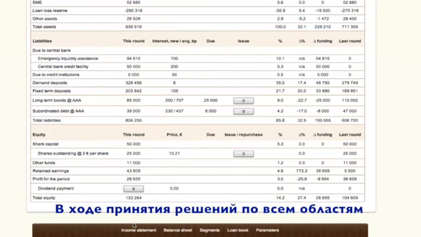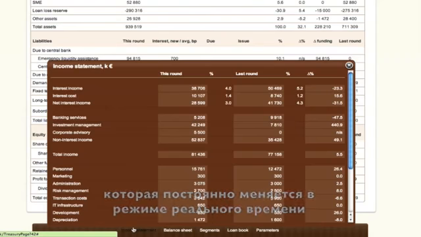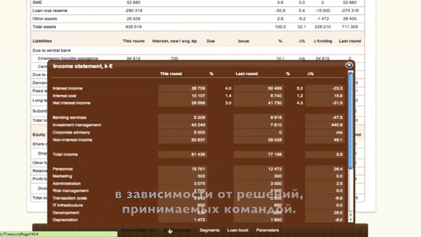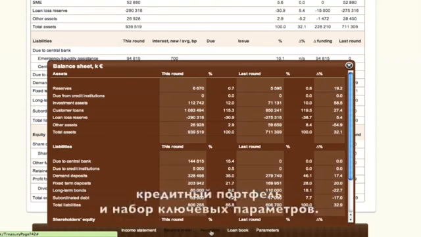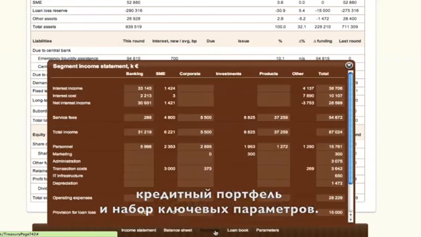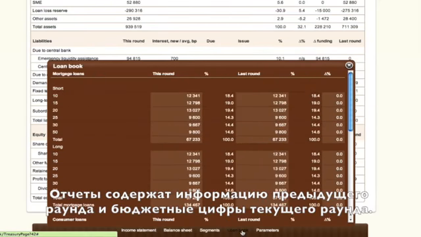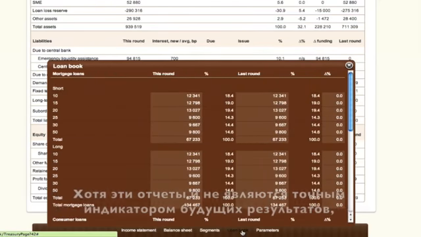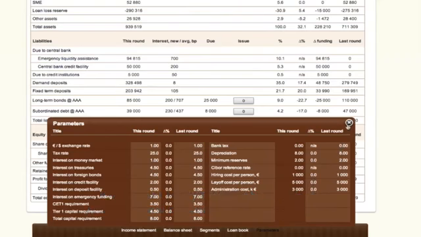Throughout the decision-making interface, participants have access to an anchor menu providing continuously updated figures based on the decisions and estimates made so far. The anchor menu consists of income statements, balance sheet, loan book, and a set of key parameters. The reports include previous round results and budgeted figures for the current round. Although not a true indicator of coming results, this provides teams with a base set of results they can analyze to evaluate the decisions they have made so far.